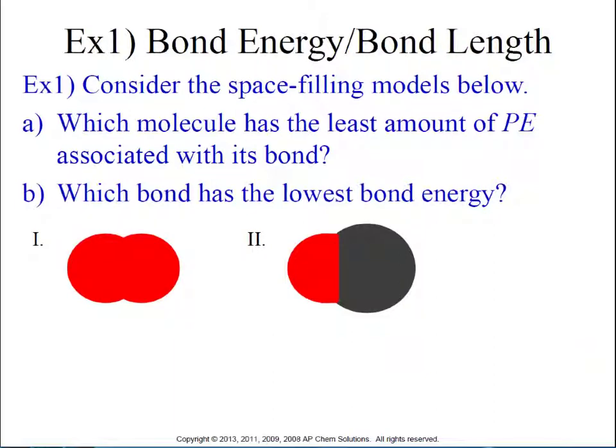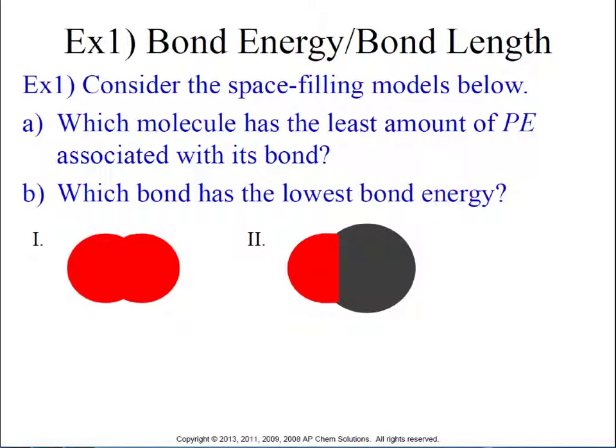Okay, these are called space-filling models. They just represent the atomic radii. You can see that each different element is represented by kind of an orb. They're pushed together, and that just represents shared electrons in the middle. So which molecule has the least amount of potential energy associated with its bonds? And then also, which bond has the lowest bond energy?